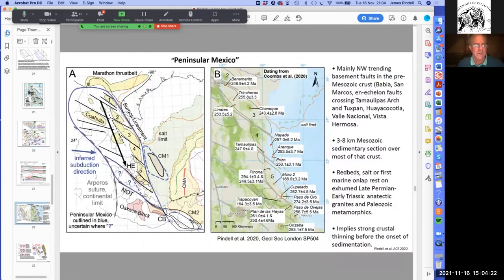The other thing we can do is look at the area that I call Peninsular Mexico, which is up here. And this is the area with all those faults and little slivers of continental crust, the Tamaulipas Arch and Tuxpan and Santa Ana, and so on and so forth. And then Quicoteco sits down here. So all the way down to Quicoteco, it looks like we have continental crust, or this set of blocks.